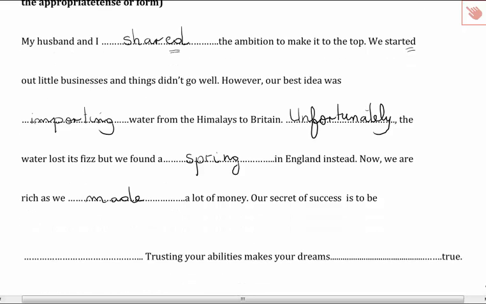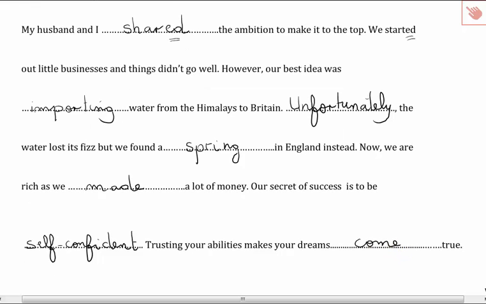Our secret of success is to be, okay, you can write anything you like, but I would like to introduce you to the word self-confident. When you trust yourself, you trust your own abilities. Trusting your abilities makes your dreams actually come true.